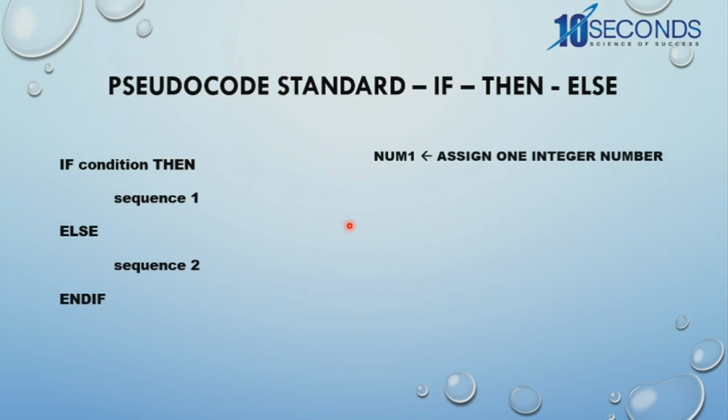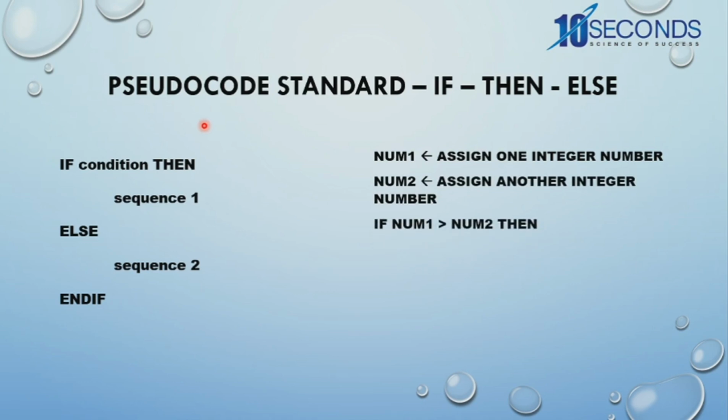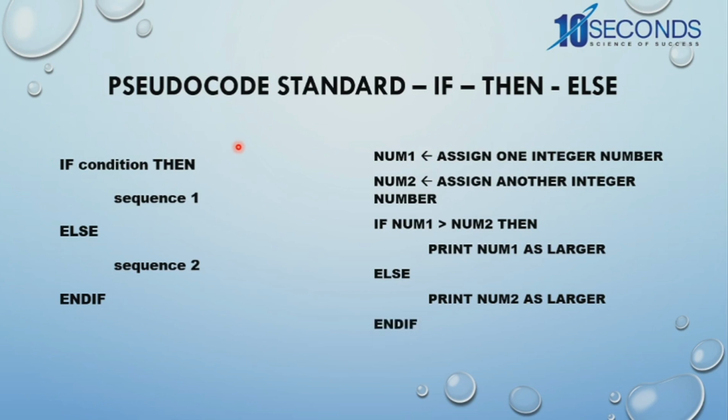Now let's see how to write pseudocode to find the larger of two numbers. num1 assign one integer number, num2 assign another integer number. If num1 greater than num2 then, compare this with the syntax. Here the matching condition is num1 greater than num2. Then print num1 as larger, else print num2 as larger. End if. Very simple.